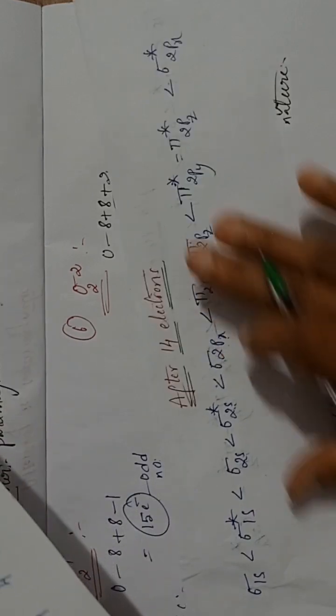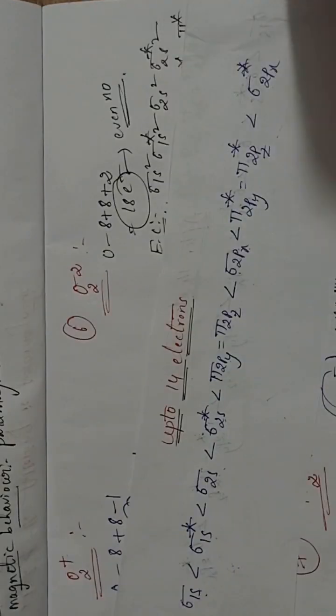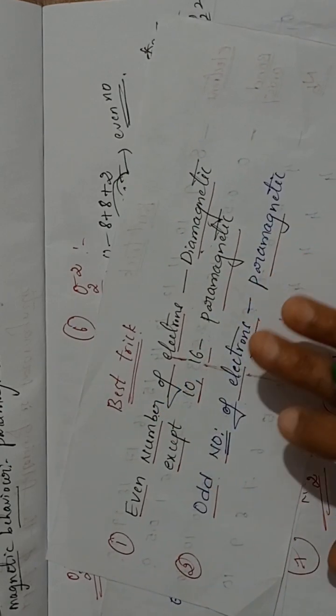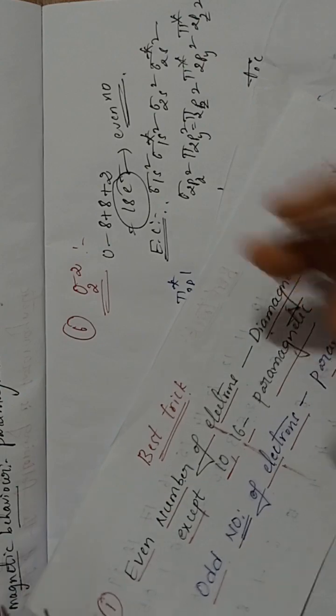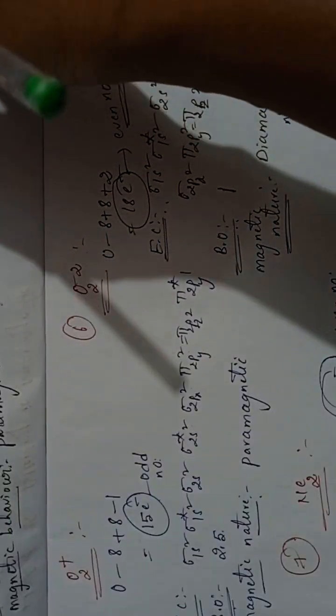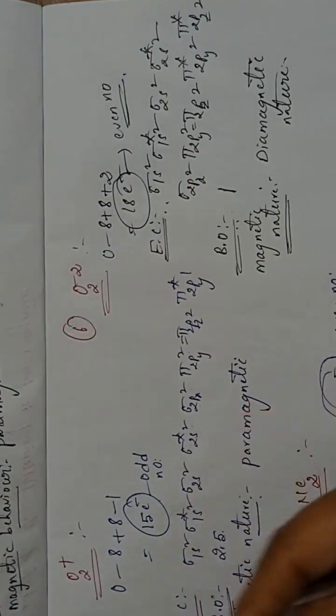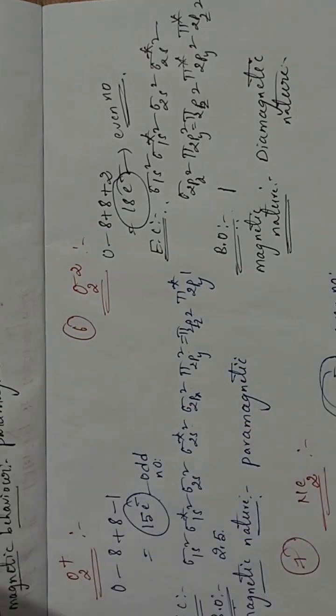Please, these two tricks are very important, students. This table, and after that, electronic configuration up to 14 electrons, and one more is magnetic nature. So this is all very important. Just remember all these tricks, then you can easily answer any type of question, students.